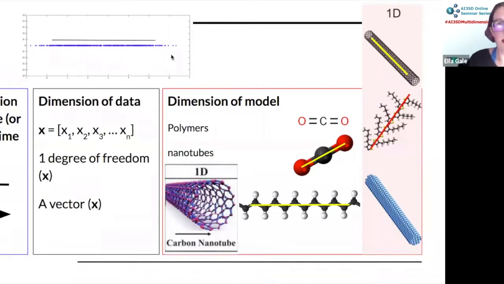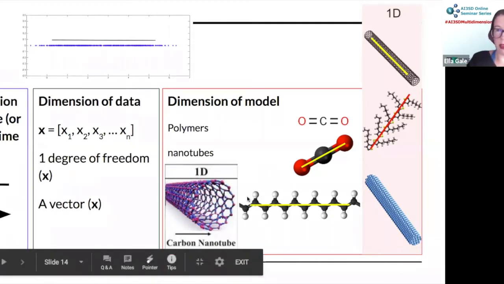Now, these sorts of plots aren't necessarily very useful for analyzing your data, but if you only have one dimension, then you can plot it on the x-axis like that. When it comes to models, say, conducting things, we have a conducting polymer there, we consider that to be one-dimensional. Carbon nanotubes are considered to be one-dimensional conductors because the most important dimension is along the line of the nanotube.